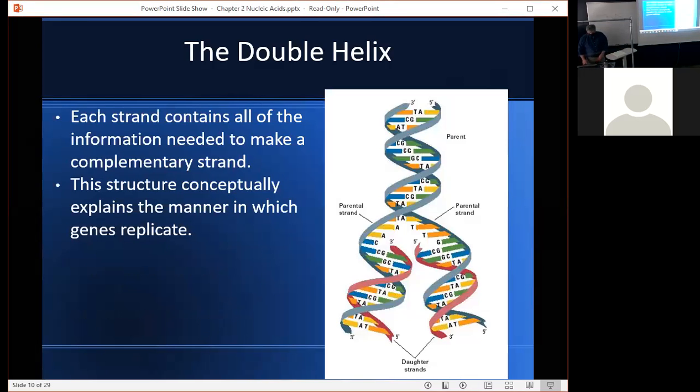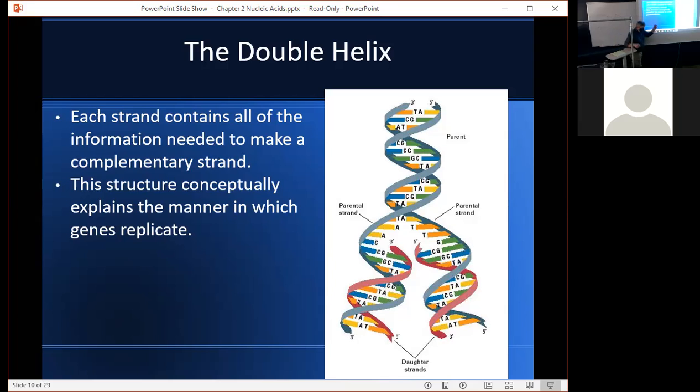Okay, so once Watson and Crick finally solved the structure of DNA, it explained an awful lot. One thing that it explained was how DNA could replicate itself. The double-stranded helix model explains this perfectly because each strand contains all of the information that you need to synthesize a new strand. So this structure conceptually explains the manner in which genes replicate.